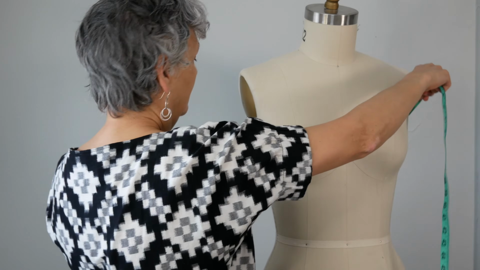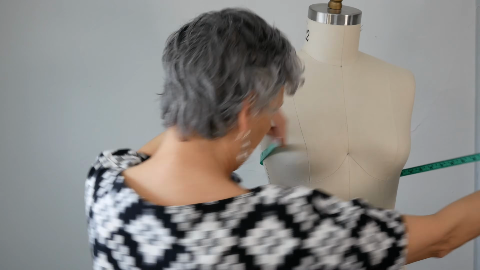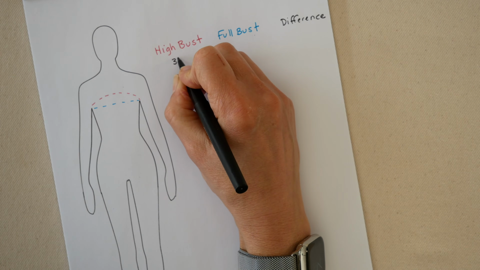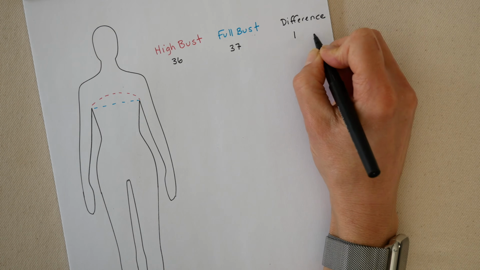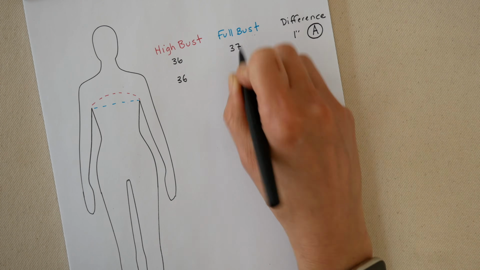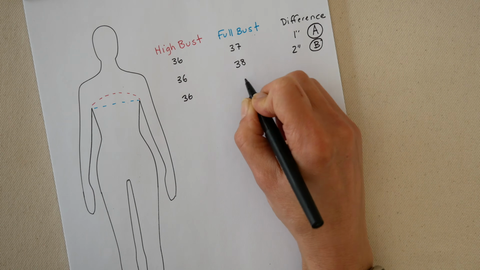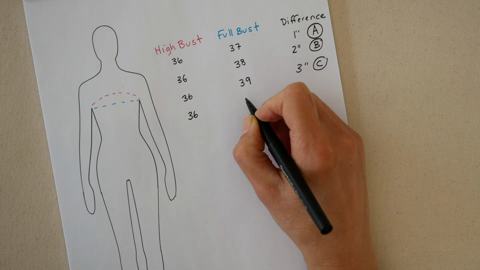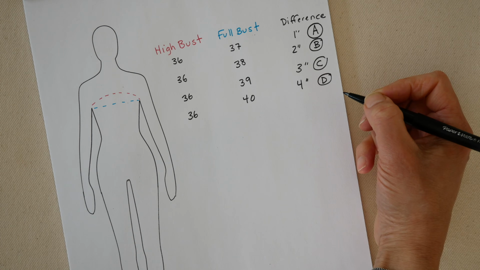So start with taking your high bust measurement and your full bust measurement. Watch my video, get the right fit for how to take these measurements accurately. The difference between your high bust and your full bust tells you what pattern cup size you are. Forget about bra cup size, this is not the same. In pattern drafting, the cup size is going to refer to the difference in inches between the high bust measurement and the full bust measurement. So if you have a 1-inch difference, you are a pattern A cup. If you have a 2-inch difference, you are a pattern B cup. 3-inch difference equals a pattern C cup, and so on.